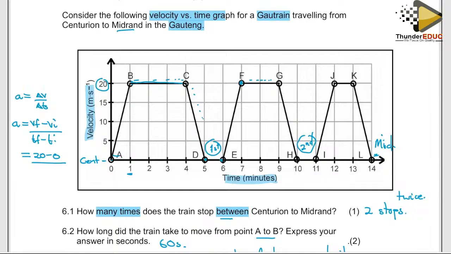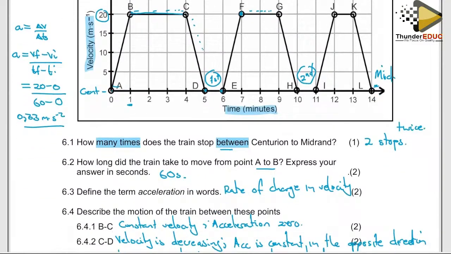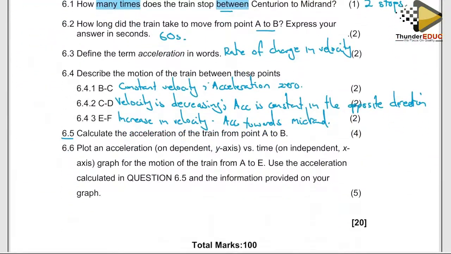That 1 minute you can convert to seconds, so it is 60 seconds, minus the initial, you started at 0. Therefore, our answer is going to be 20 divided by 60, which is equivalent to 0.33 meters per square second. Take note of the unit of measurement. So that's what we have for 6.5.